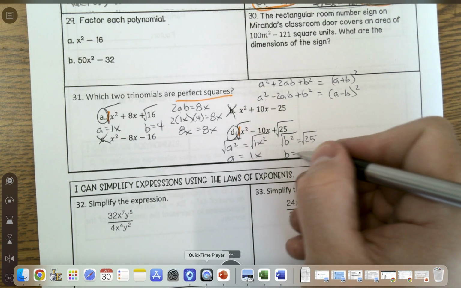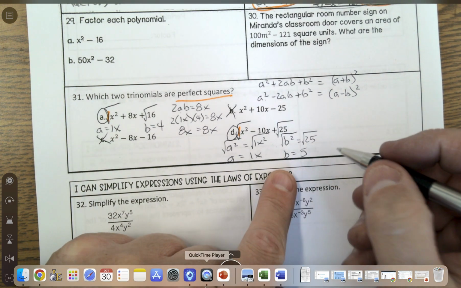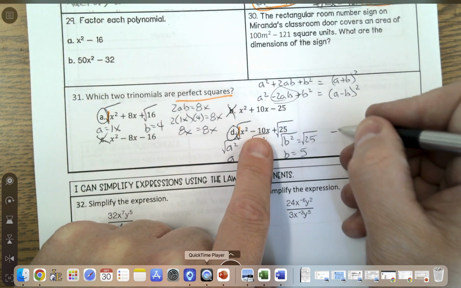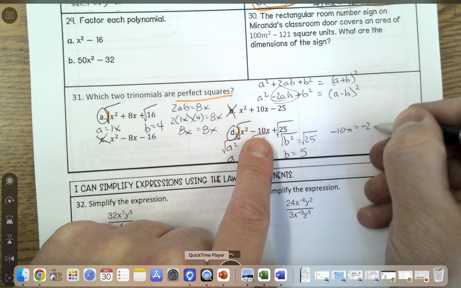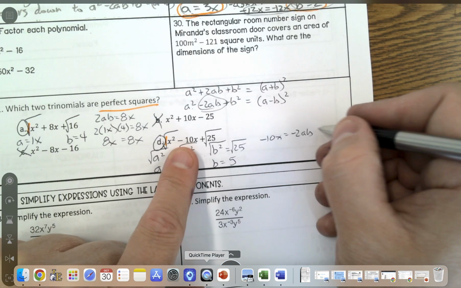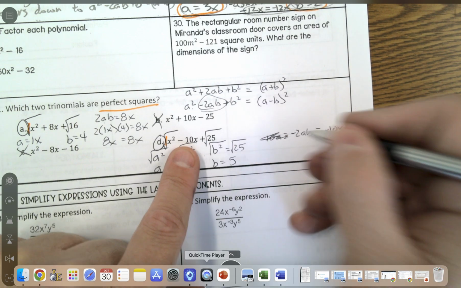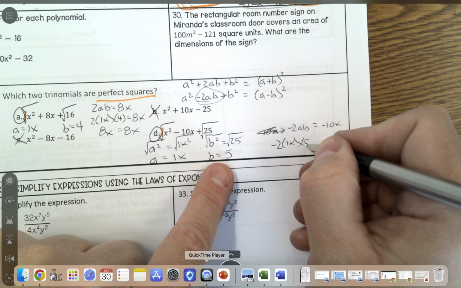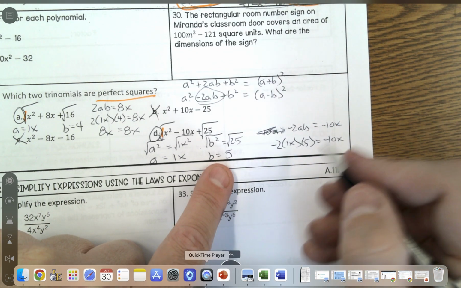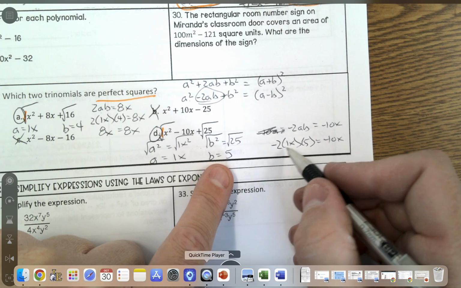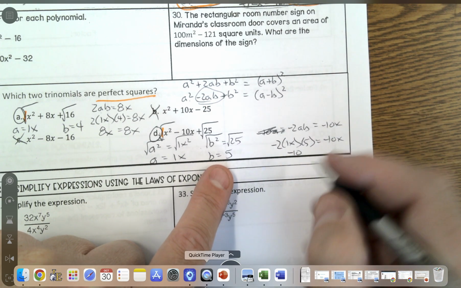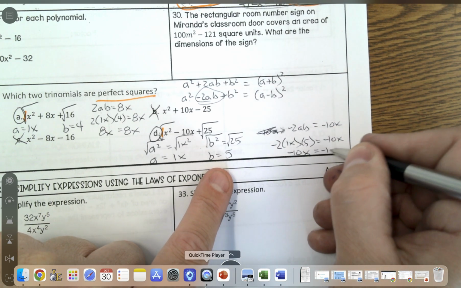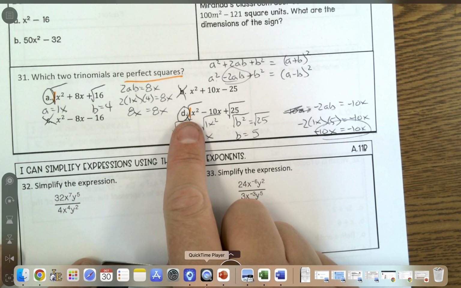And so now I'm going to plug in. We need to know that my negative 10x, does that equal my negative 2ab? And so I'm going to flip this around here because that's how I've done the other problems. So my a is 1x, my b is 5. Does that equal negative 10x? Well, negative 2 times 1 is negative 2. Negative 2 times 5 is negative 10. And between these three values here, we end up with 1x. And that does check out. So that means that D is for sure the right answer. So A and D are the right answers.